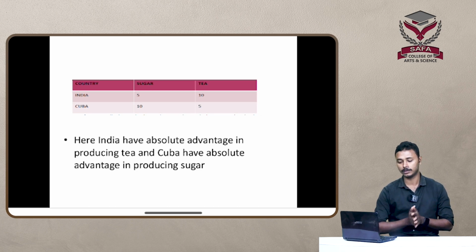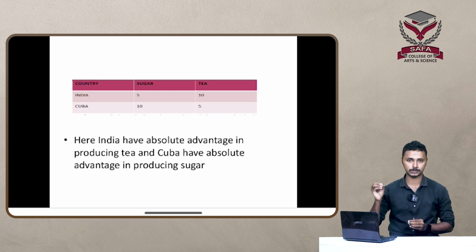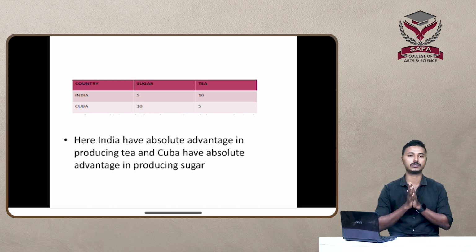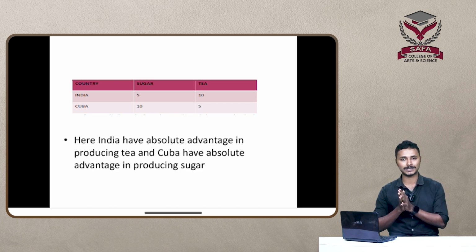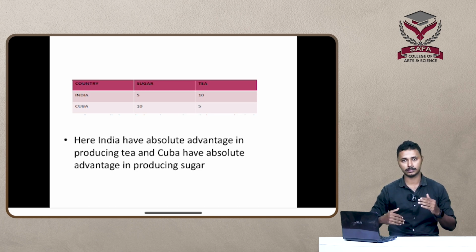So the theory says that India will specialize in producing tea and will export the tea. Then Cuba will produce sugar, specialize in that, and export the sugar. Then the trade will be simultaneous.